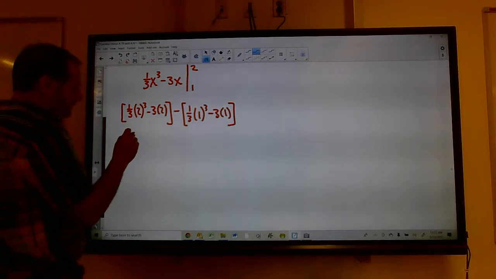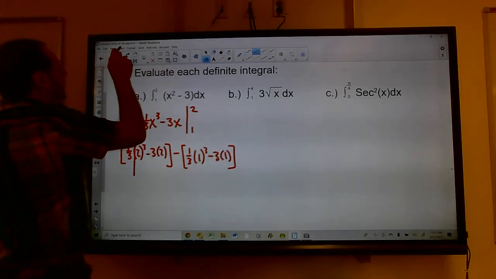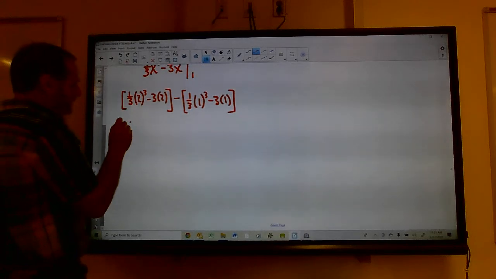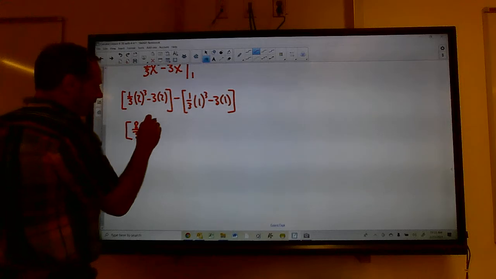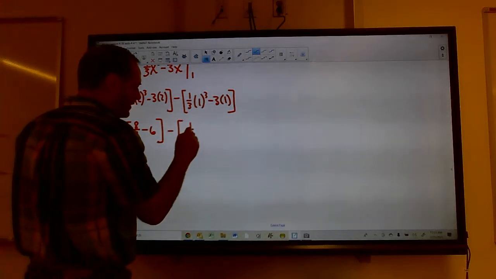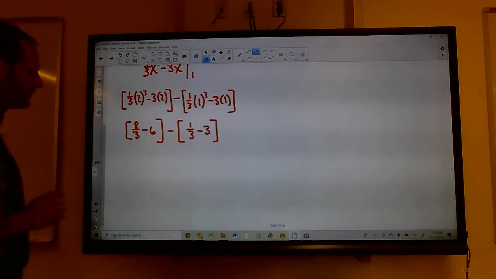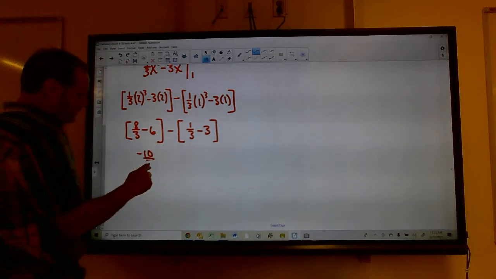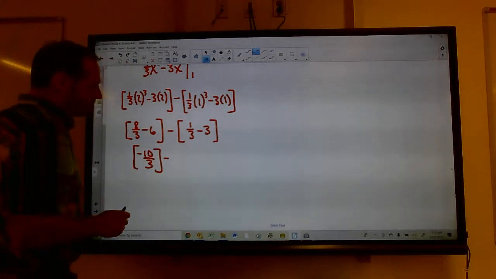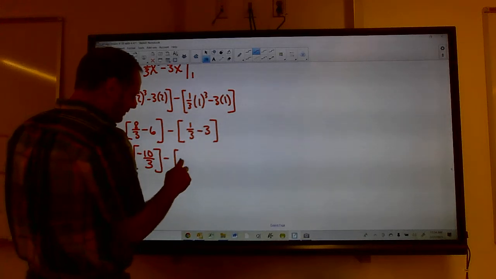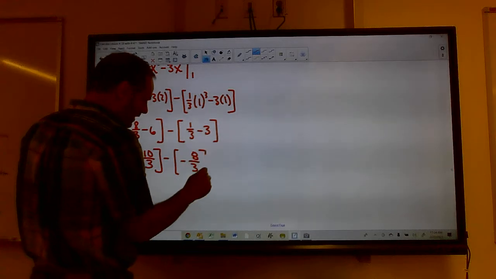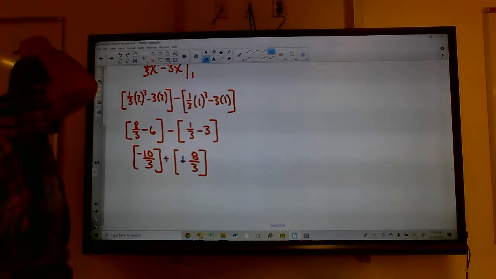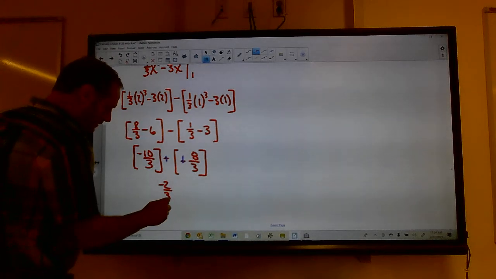Okay, this is 8/3. I really don't like that. This is 8/3 minus 6, minus 1/3 minus 3. Okay, in thirds, this is 18/3, so this is negative 10/3, minus, in thirds, this would be 9/3, so this would be negative 8/3 right there. And of course, those two things are going to cancel out, and I'm going to get negative 2/3.